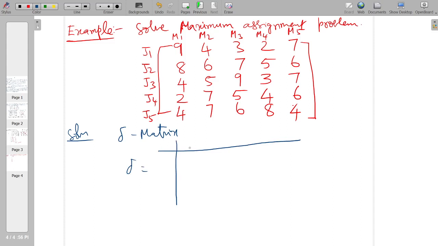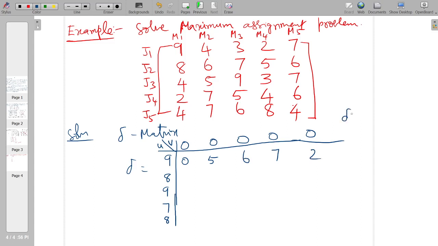To form the delta matrix, I'll take the 1, 2, 3, 4, 5 column entries. Values of V would be 0 and values of U would be the maximum in each row: the maximum in the first row is 9, in the second row is 8, in the third row is 9, in the fourth row is 7, and in the last row it would be 8. So I'll have 0, 5, 6, 7, 2.